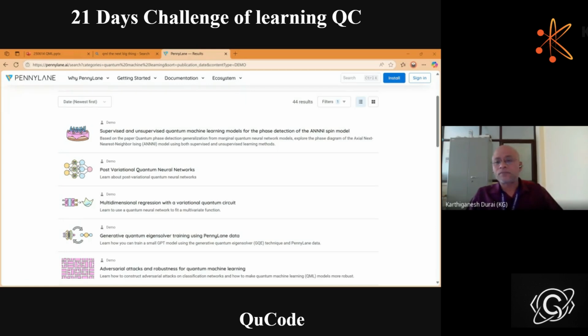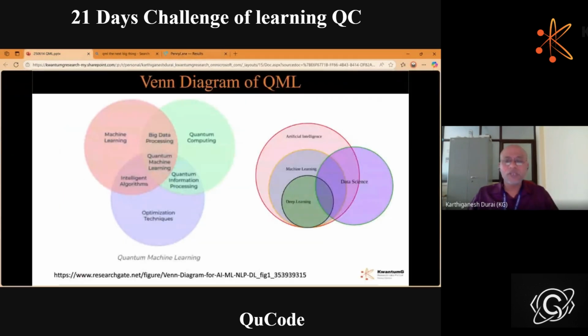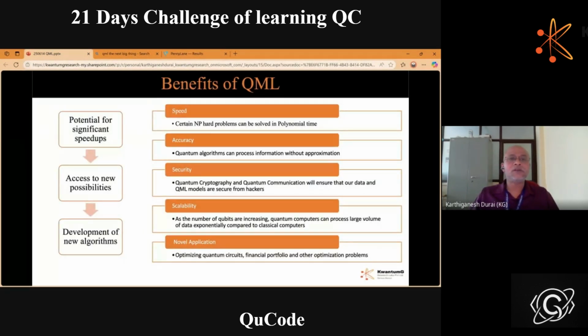Now, in continuation to our discussion, why we need QML, quantum machine learning, as the model. One thing is speed, next one is accuracy, third one is security, fourth one is scalability, and novel application innovation.